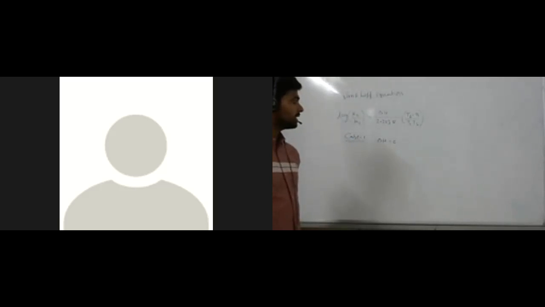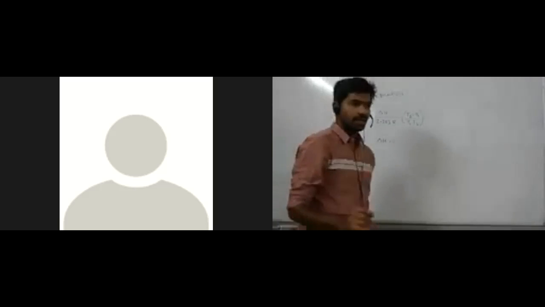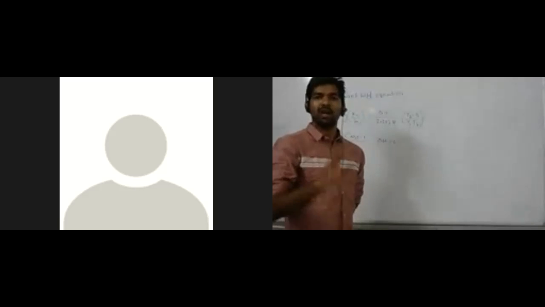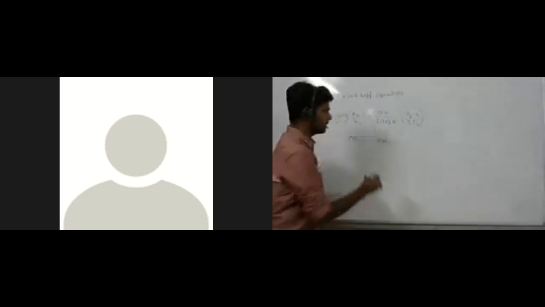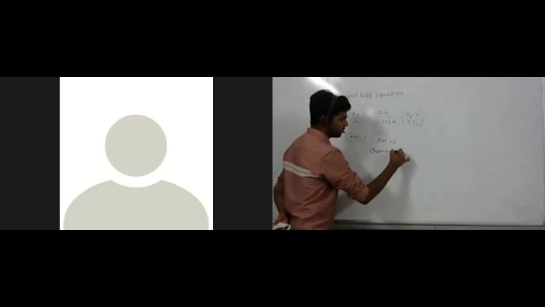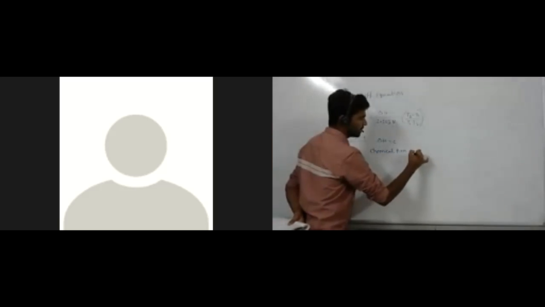If delta H is equal to 0, that means it is not an exothermic, not an endothermic reaction. And overall, the chemical reaction is not depending upon temperature. So delta H 0 means the chemical reaction is independent of temperature.